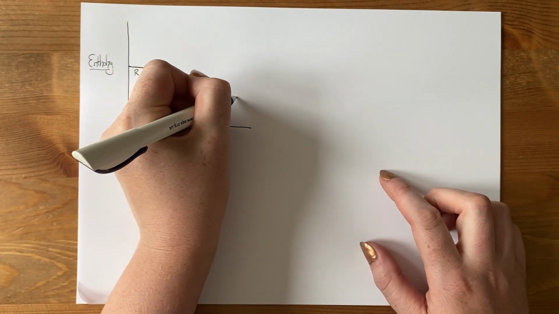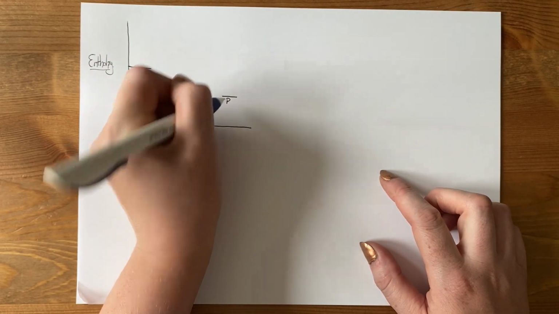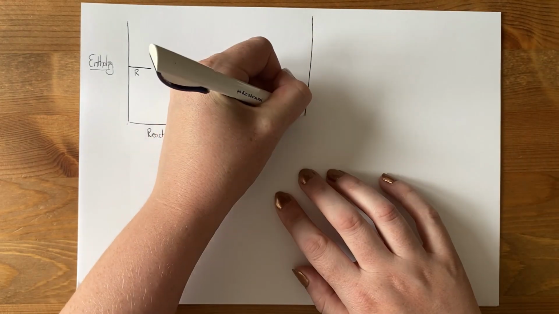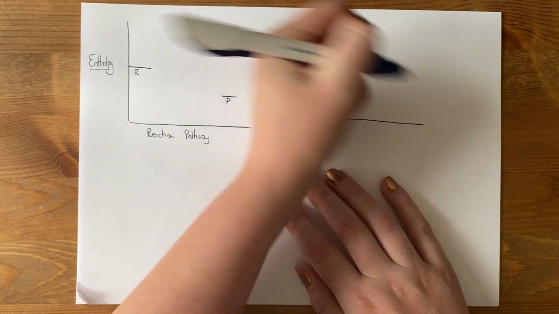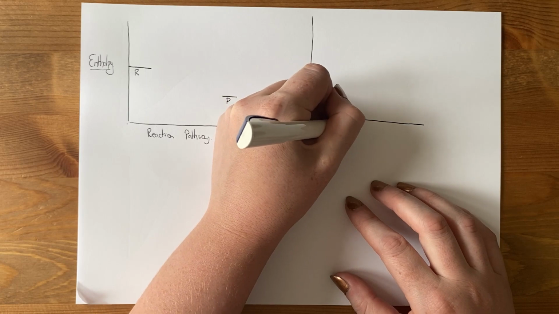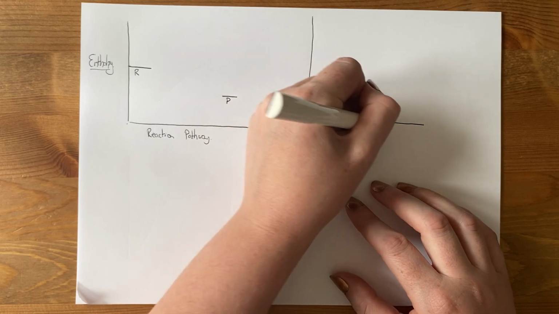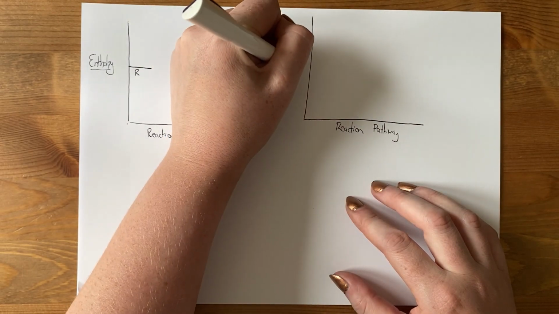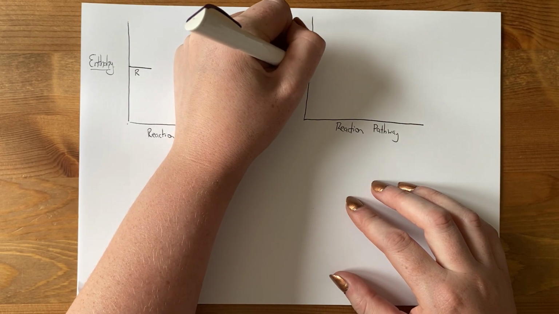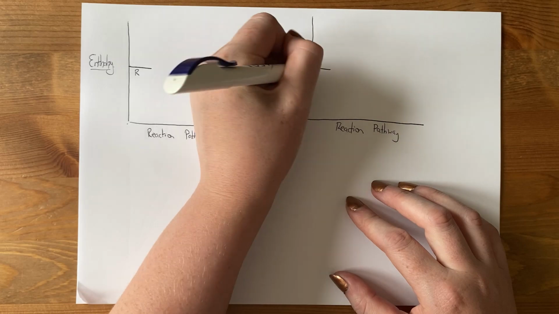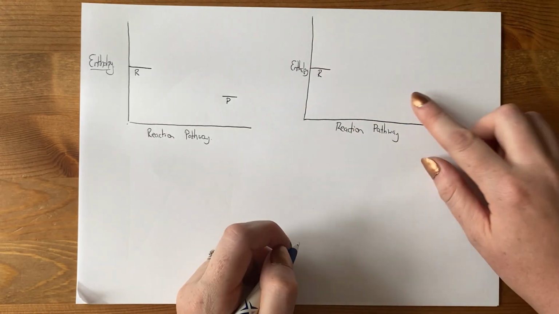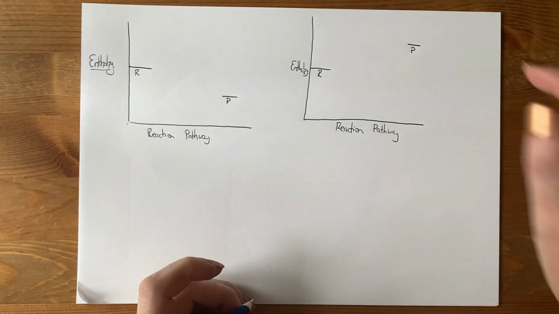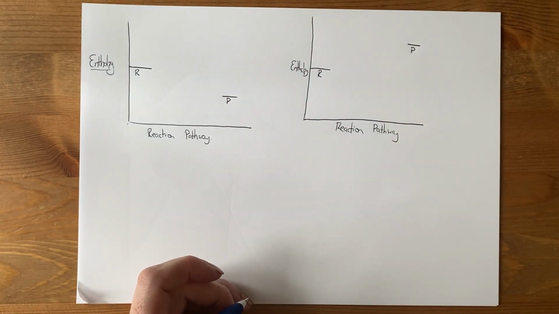Now for this example, I'm going to put my P here, but I'm actually going to draw a second curve just to show you a different one. So this is my reaction pathway, and this is my enthalpy again. Okay, so again, I have my reactants here, but this time I'm going to say that my products actually have more, they're of greater energy to my reactants, and it's quite important here.